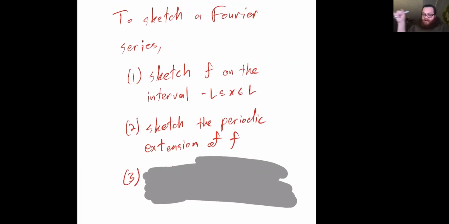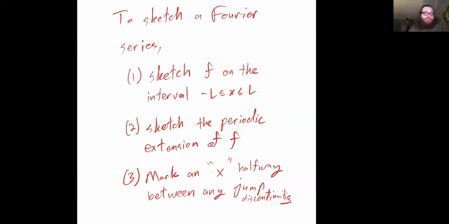And so wherever that periodic extension is continuous, well, that's equal to the Fourier series. Wherever that extension is not continuous, the Fourier series takes on the average of the two values. So the third step is, you can mark an X, and the book likes that, or you can indicate however you want that the value of the Fourier series should be the average of the two values at that jump discontinuity.